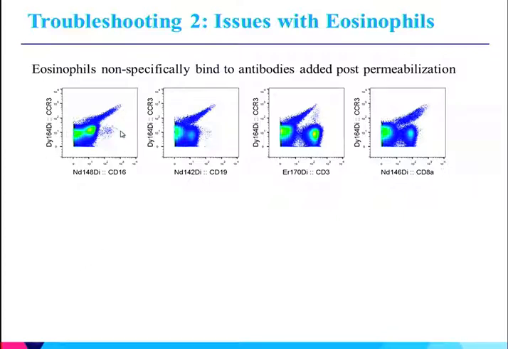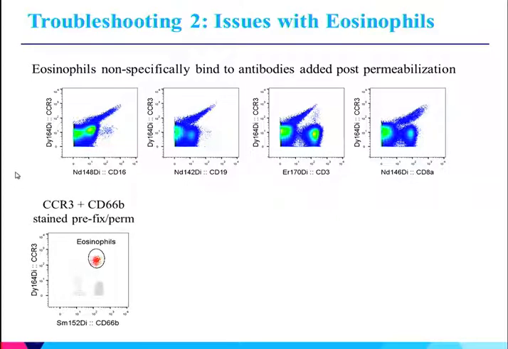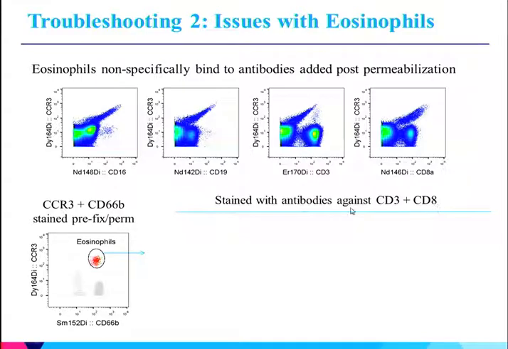And it turns out that eosinophils non-specifically bind to all antibodies if you try and stain them post-fixation and post-permeabilization. So to deal with this issue, we ended up doing some experiments and developing a buffer to help avoid this problem. Here you can see that this is a whole blood sample stained with CCR3 and CD66B. You can readily identify the eosinophil population.